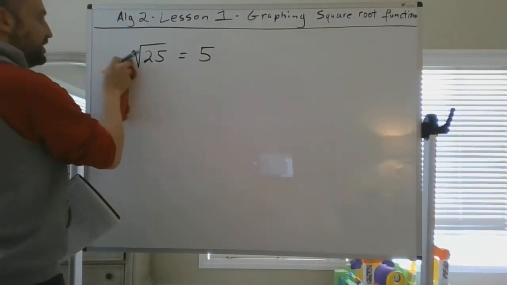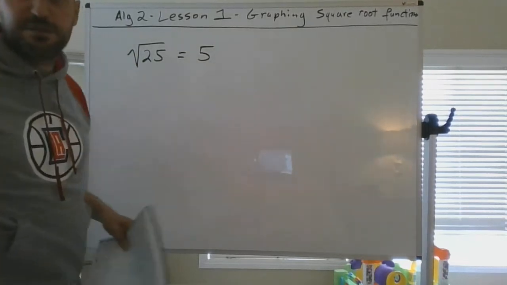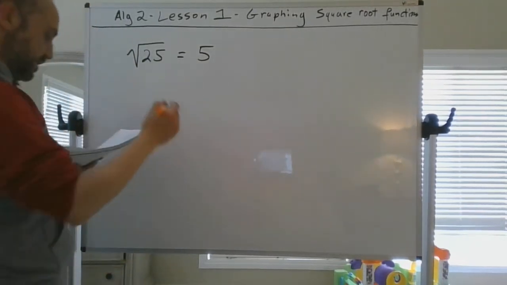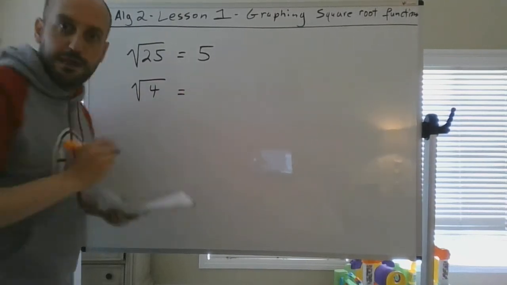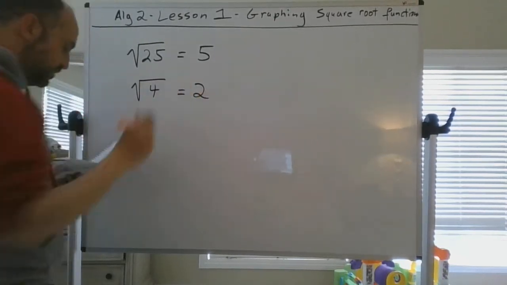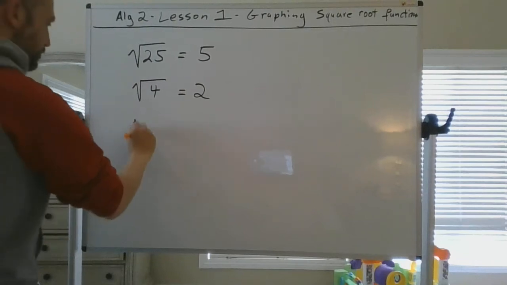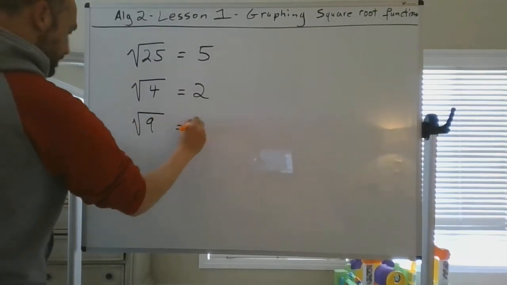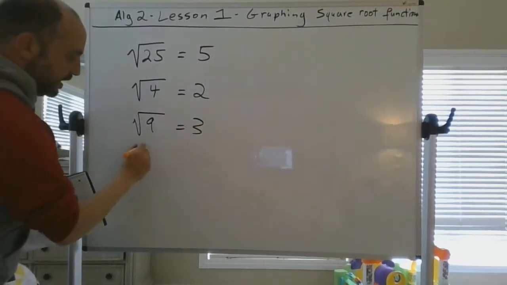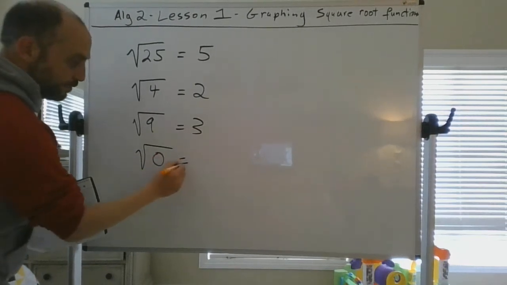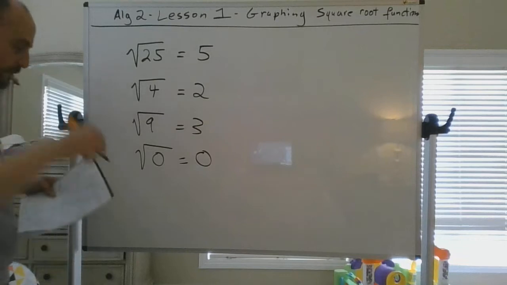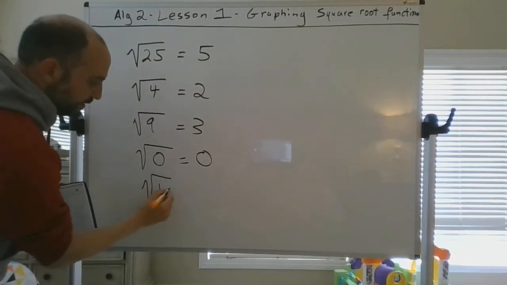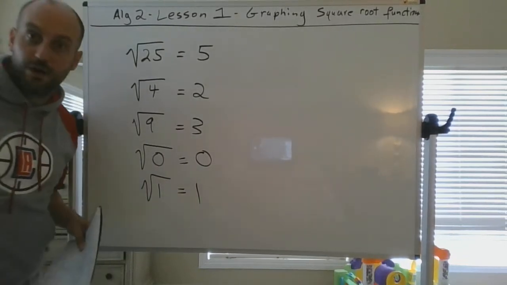So why is the square root of 25 5? Because 5 times 5 is 25. With that in mind, what would be the square root of 4? That would be 2. This should be review from Algebra. Square root of 9, that would be 3, and so on. A couple key ones to make sure people don't forget. Square root of 0 would be 0 because 0 times 0 is 0. And square root of 1 would be 1.